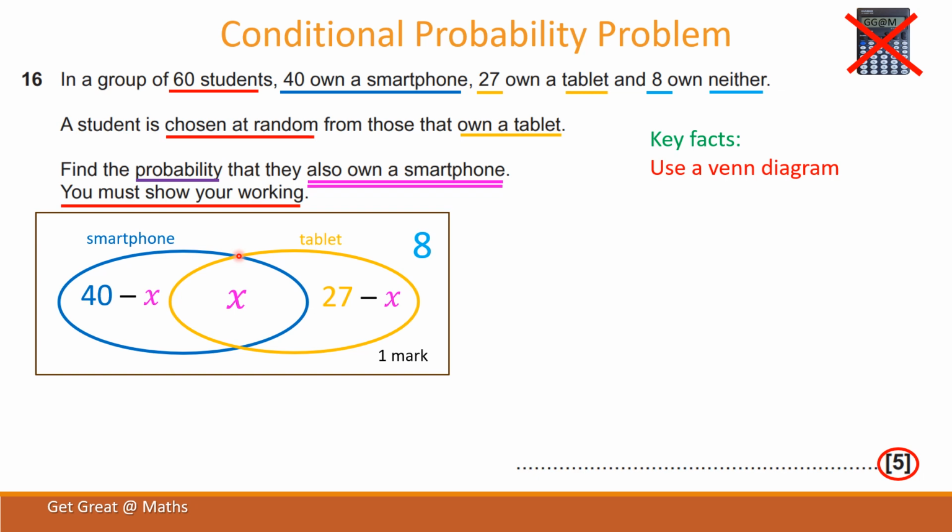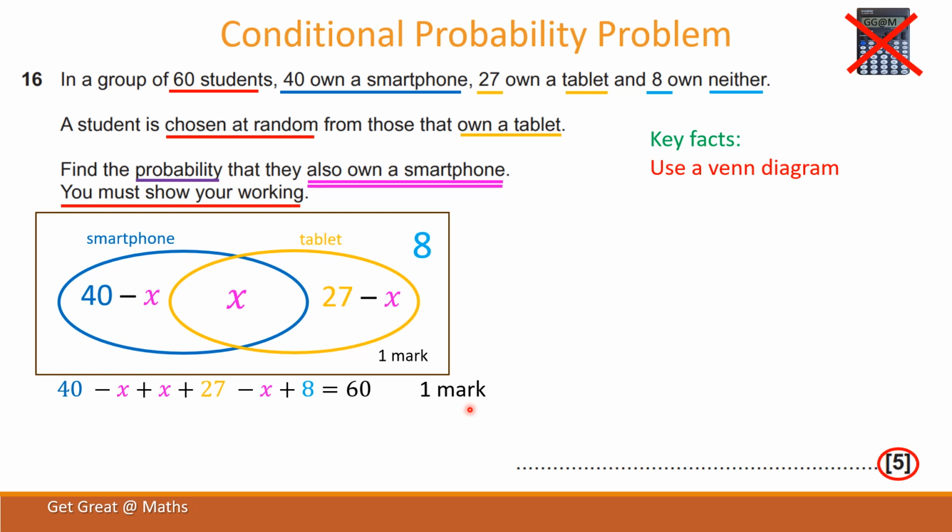Now we're told in the question there are a total of 60 students. That means that the number of people here for the smartphone in the section and on the right hand side here of the tablet plus this 8 here are all going to add up to give me 60, the total number of people in the group. So if you wrote that down as a sum, 40 minus x plus the x in the middle plus the 27 minus x plus the 8 is equal to 60, that would give you your second mark.